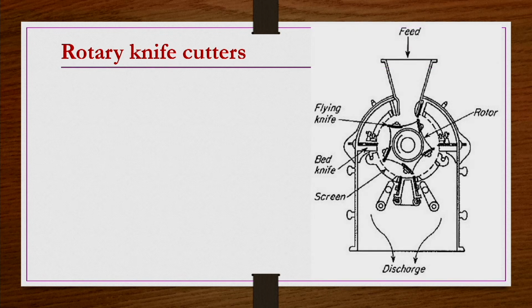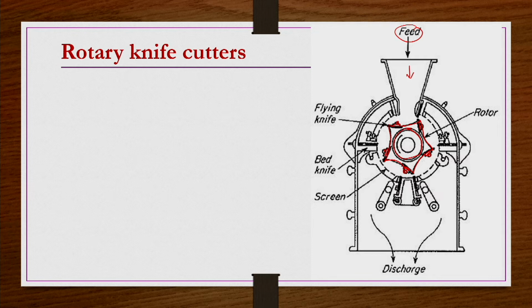Here we have a horizontal rotor, as shown here, which may be carrying several flying knives like this. These knives are in general flying kind of knives. Whatever feed is coming in from here will undergo size reduction by these flying knives. This cutting is taking place until the desired size is reached.